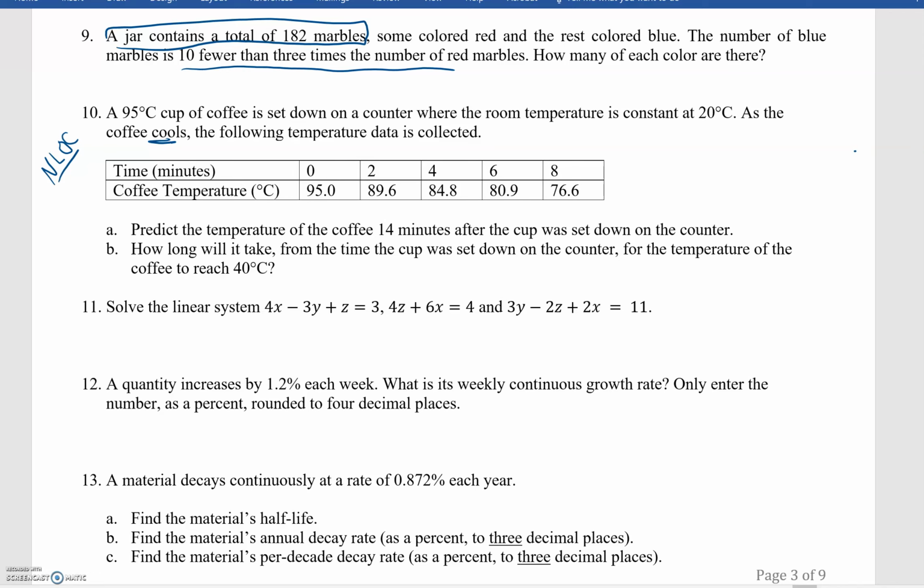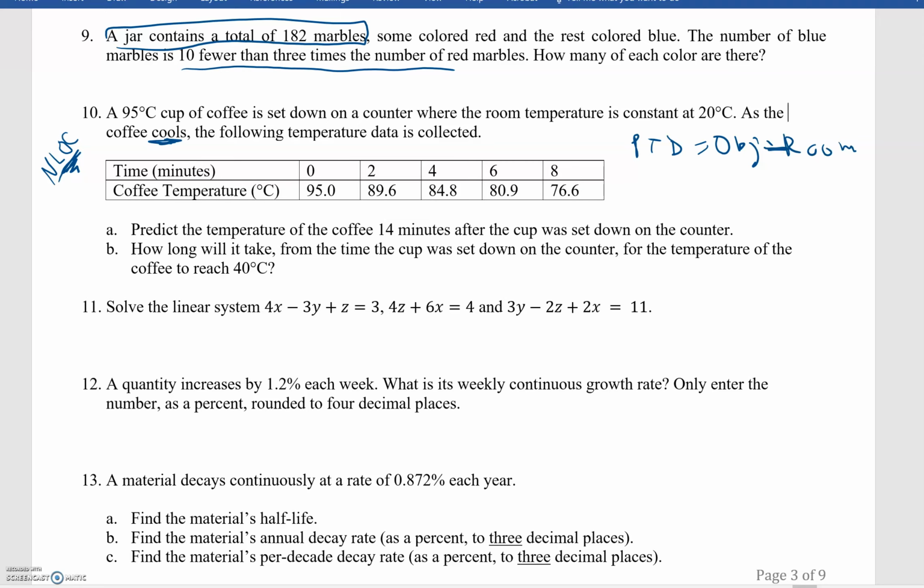We're going to predict the temperature of the coffee 14 minutes after the cup was set down on the counter, and then find out how long it takes to get to 40 degrees Celsius. But first we're going to need the model. So since this is cooling, this is a Newton's law of cooling problem. And remember that the PTD relationship for Newton's law of cooling is object minus room.